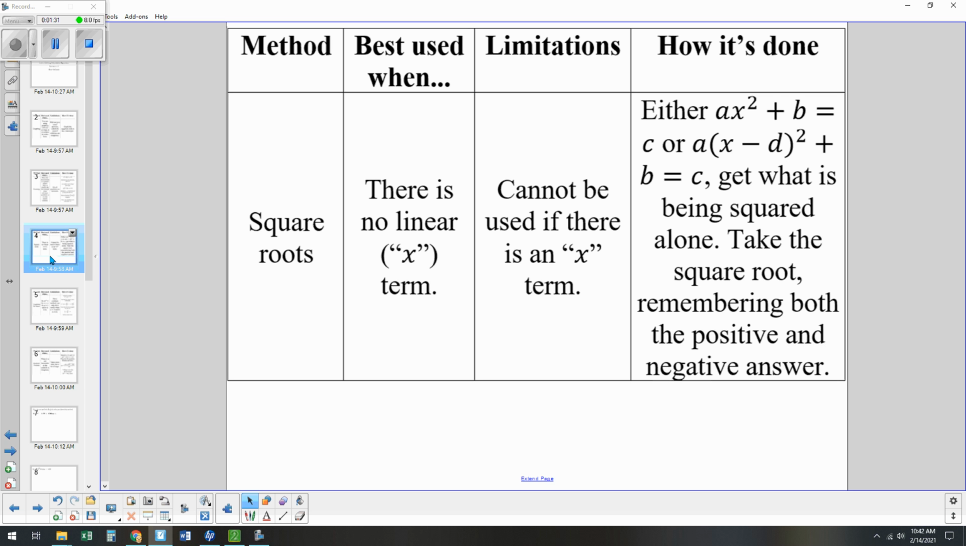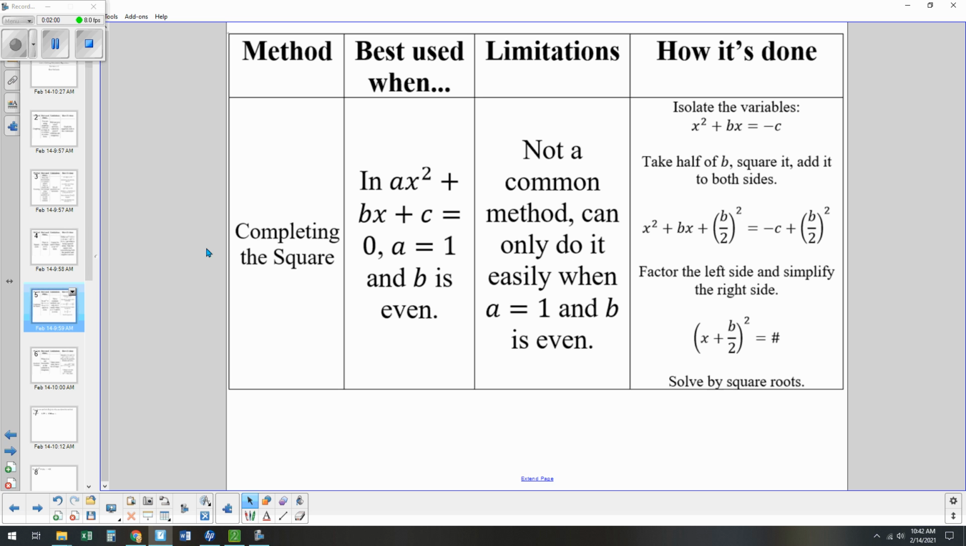The method of solving by square roots is best used when there's no linear term, which means there's no plain x. The limitation is it cannot be used if there is a plain x term. So what we would do is get whatever's being squared alone. If it's just an x being squared or a set of parentheses being squared, we get that alone. Then you take the square root of both sides, remembering that you have to include both the positive and negative answer.